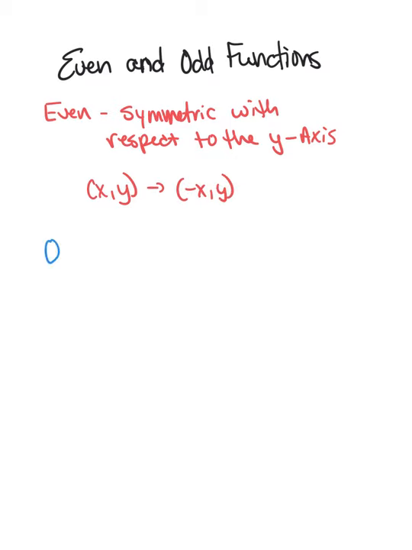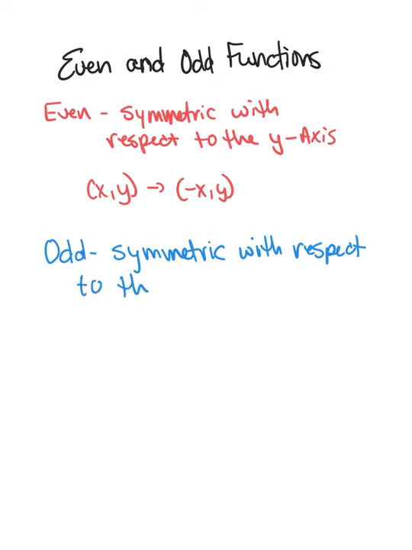If a function is an odd function, then it is symmetric with respect to the origin. To determine if something is symmetric with respect to the origin, that means that we are going to negate both my x and my y. So this is what we're going to do very quickly for this one.